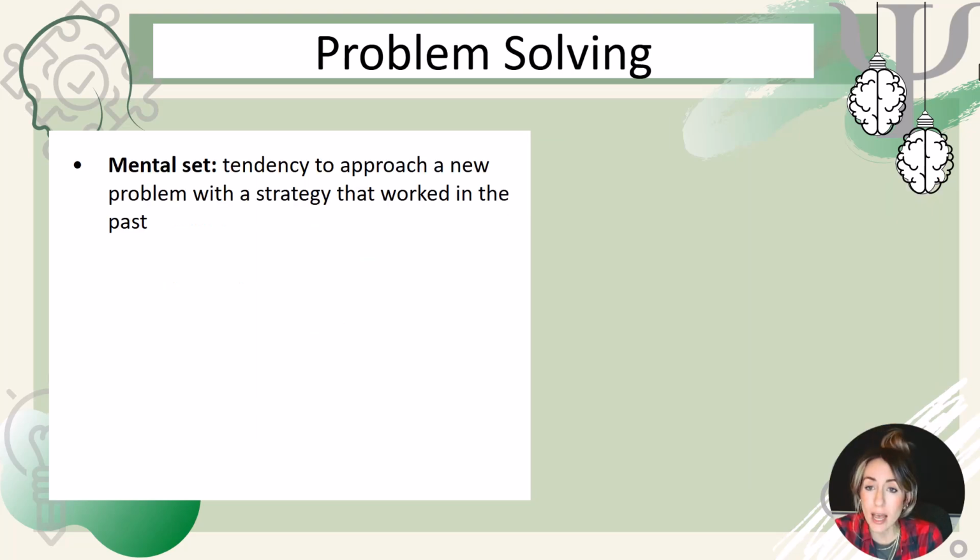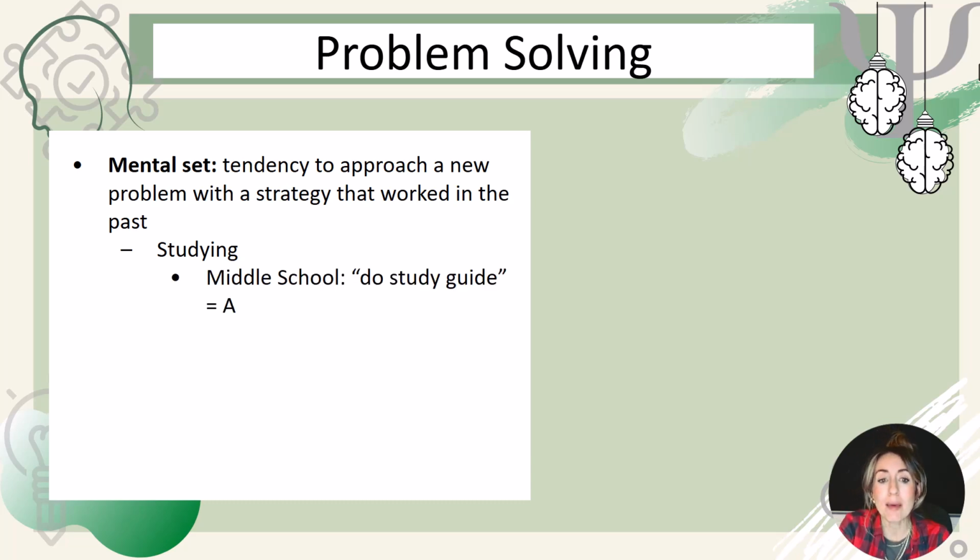A mental set is when we have a tendency to solve a new problem in a way that worked in the past. Let's talk about something simplistic like studying. Maybe in middle school or freshman year, you were just told to do the study guide, and you did the study guide and you got an A. Then you get to harder classes, maybe honors or AP, and there is no study guide, or you do the study guide, but then you get a C, D, or F. And a lot of times students just keep doing that because they don't know what else to do.